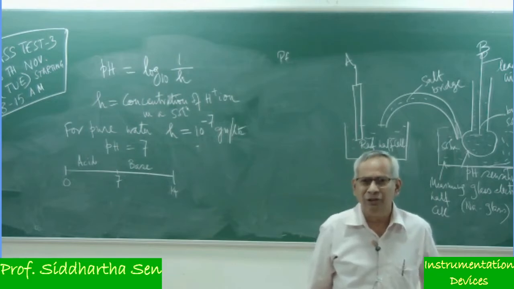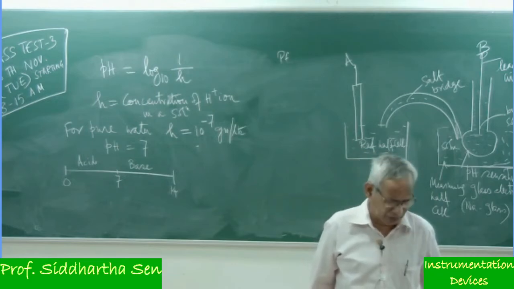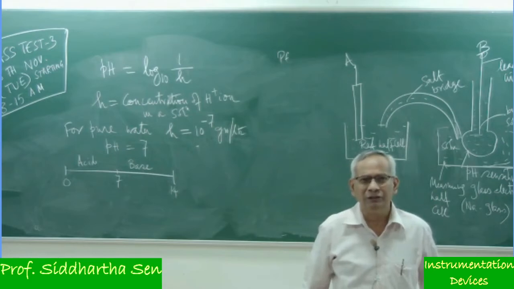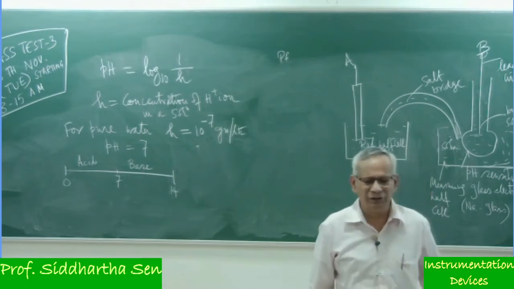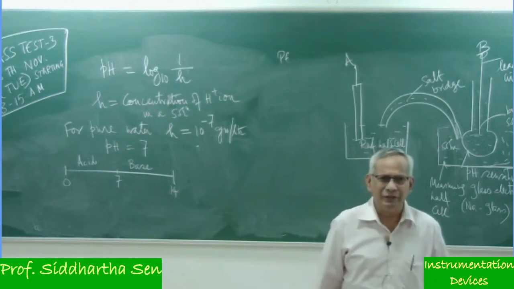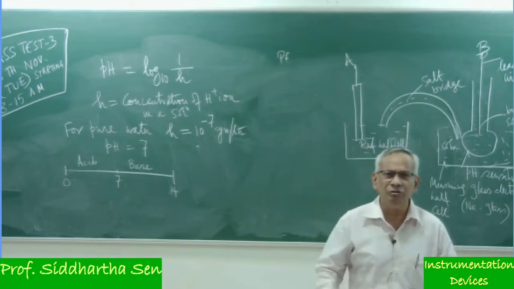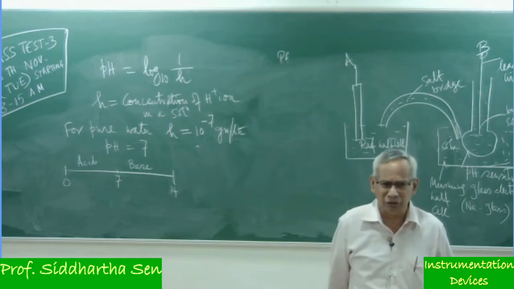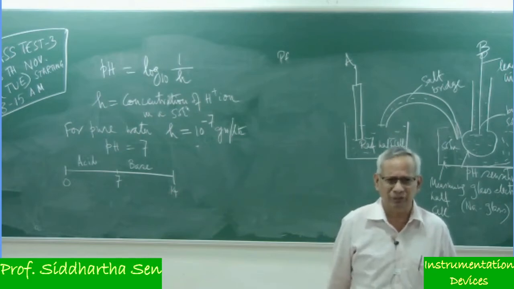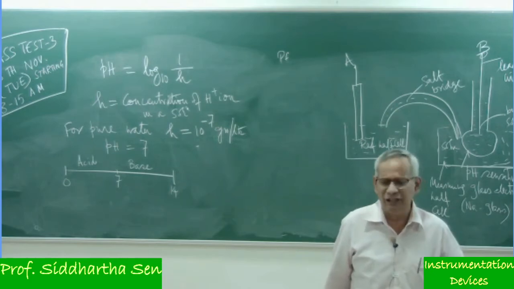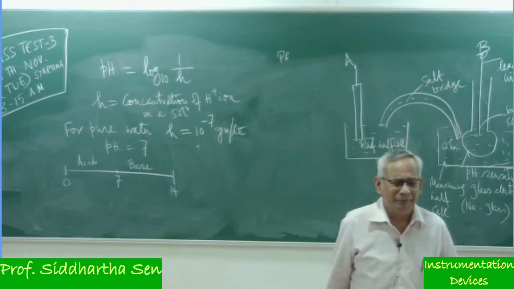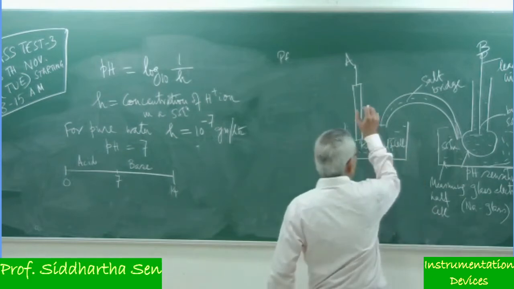One is called the reference electrode and one is called the measuring electrode. But the basic difference between them is that the reference electrode will always give you a constant potential. It is always better that it should not change with temperature. It should not change with any other things here. But it will always be a constant potential.